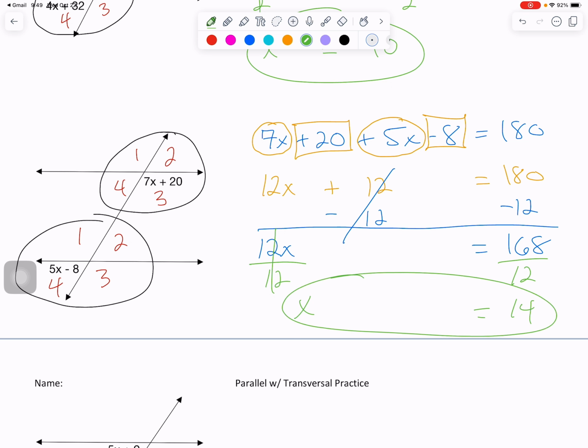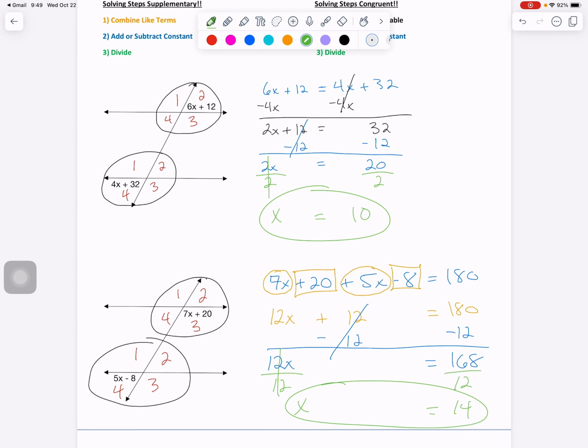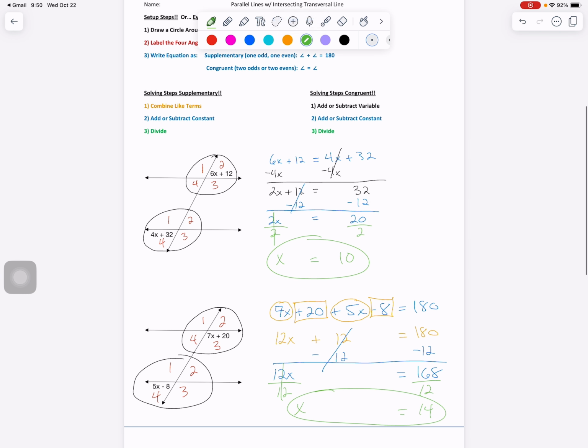Go ahead and circle your answer. Use this as guidance if you're working independently in class today.